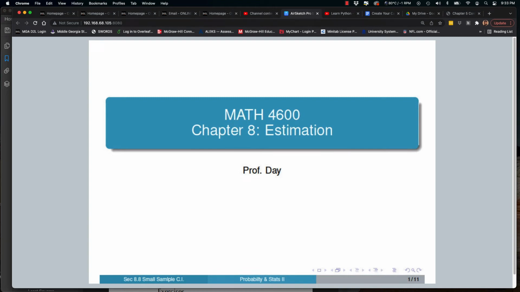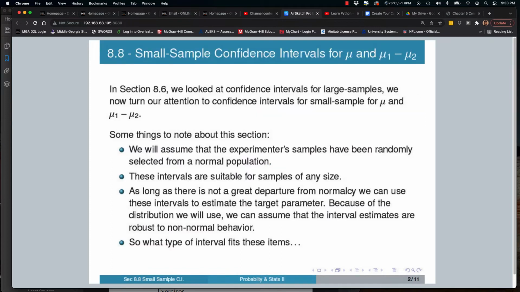Today we're going to discuss section 8.8, which discusses what this textbook calls small sample confidence intervals, and it mainly has to do with the t-distribution. So let's get into it.